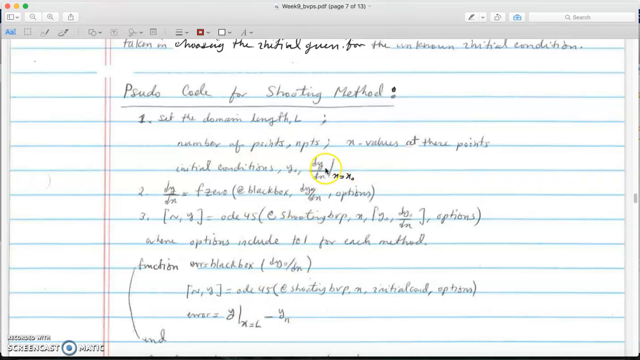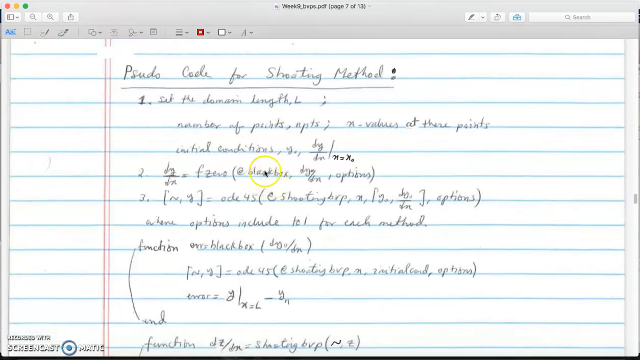Alright, so by making this guess, we can go and set up a function. We call it the black box. What this black box does is find the error that we make between the calculated y value on the right end and the given value on the right end. This difference is going to be an error, and the black box wants to make this error equal to 0 using the fzero function in Matlab.